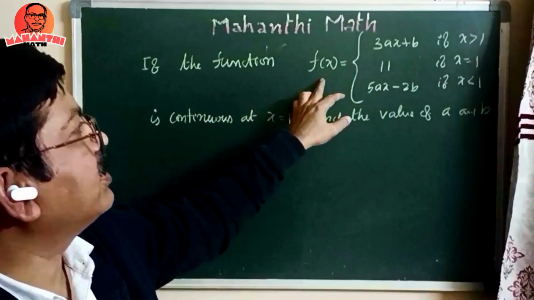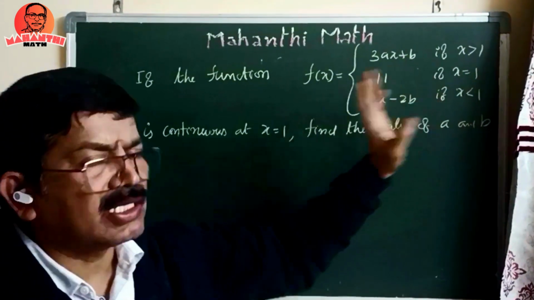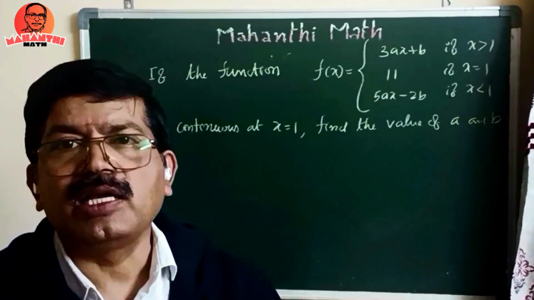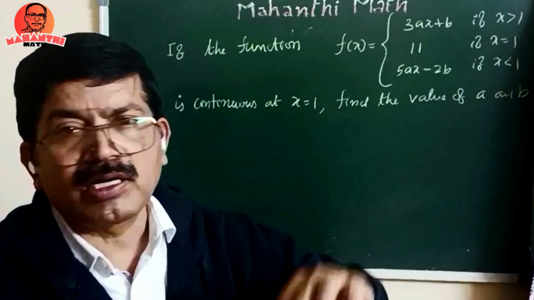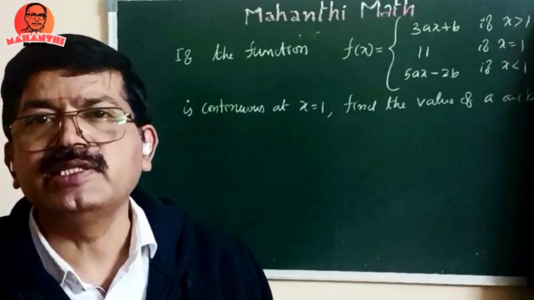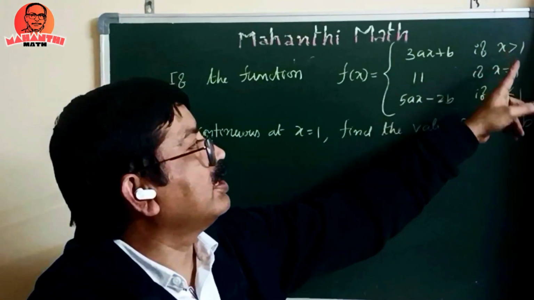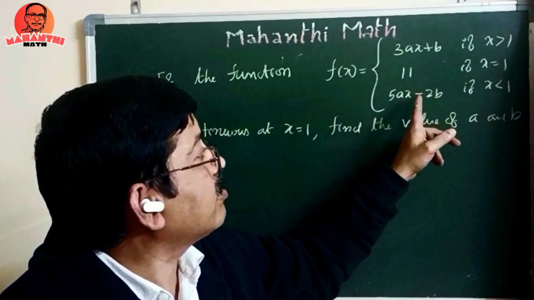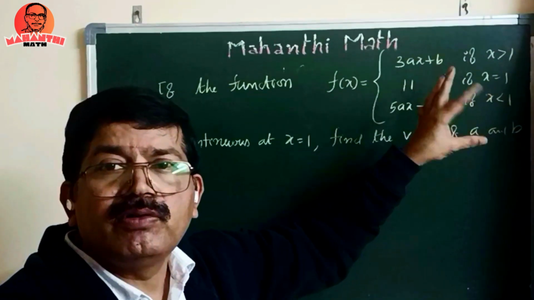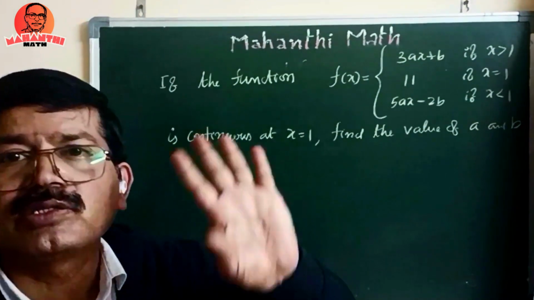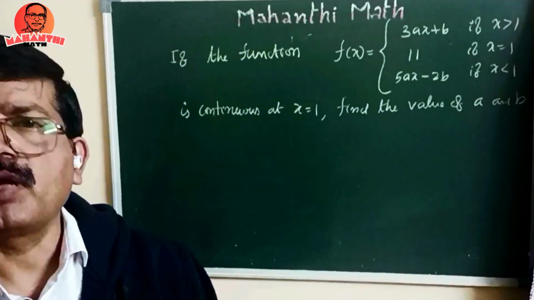The function is defined for x greater than 1, x equal to 1, x less than 1. Generally, LHL means first function, function value means middle one, RHL means third one, we will take in general. But that is not correct. We have to observe that. Greater than 1 is given here, less than 1 is given here. So LHL we have to take this one, RHL we have to take this one. Even if you reverse it, the answer will come, but marks you won't get. That will be wrong. So better to draw the number line.